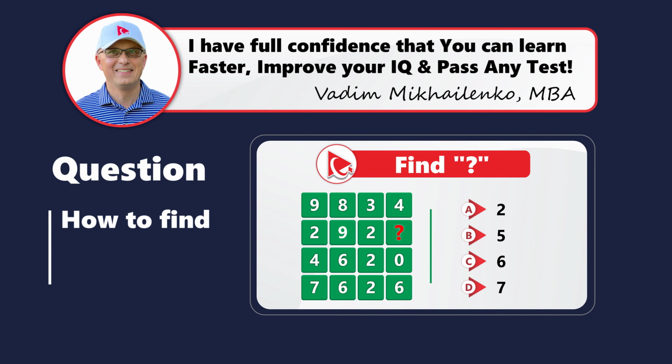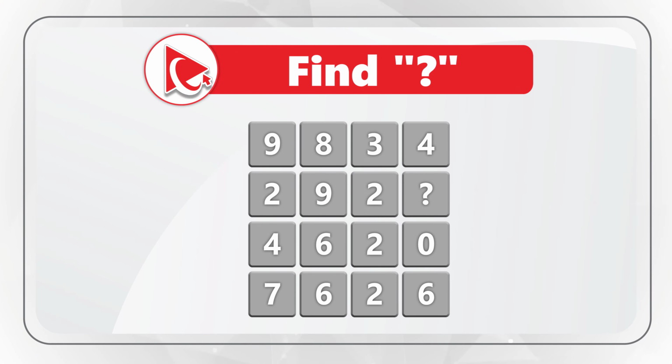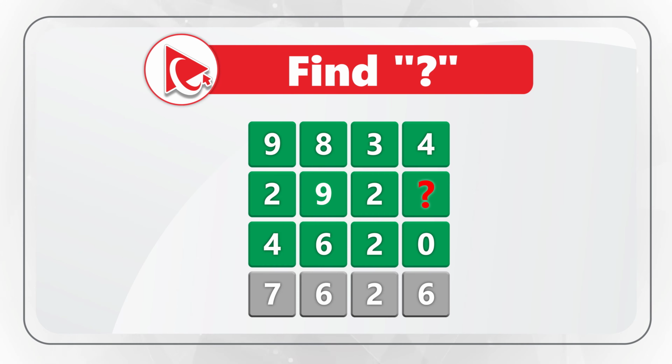Here's a puzzling question for you, but I have full confidence that you can solve it quickly. You're presented with a 4x4 matrix, and the numbers are, starting in the upper left corner, 9, 8, 3, 4. The second row numbers are 2, 9, 2, and then comes the missing number. The third row starts with 4, 6, 2, 0. And last but not least, the row is 7, 6, 2, and 6.